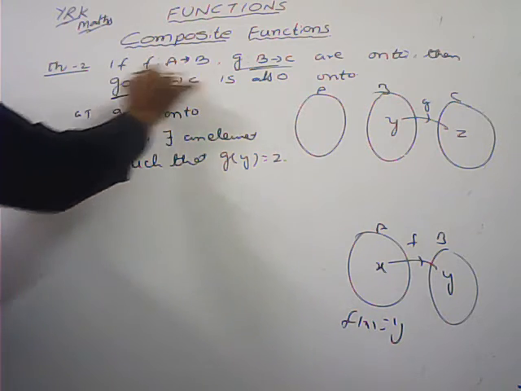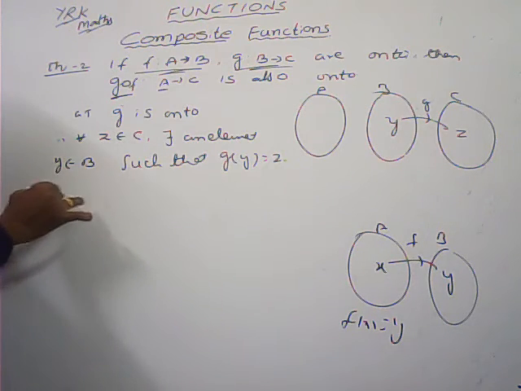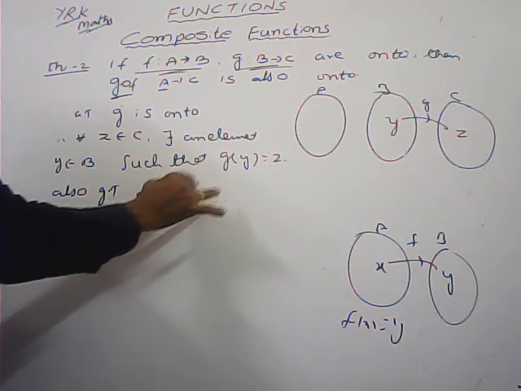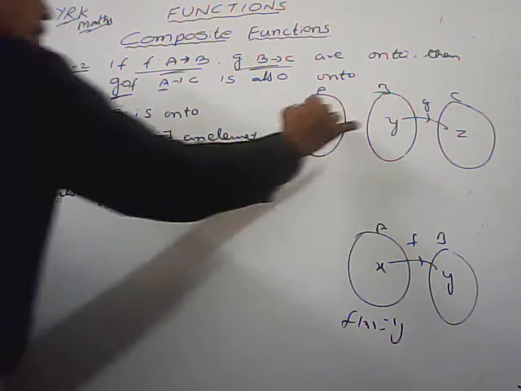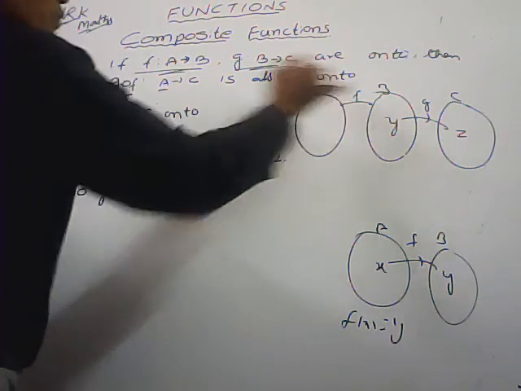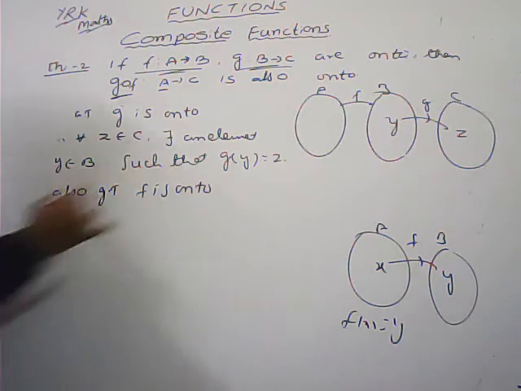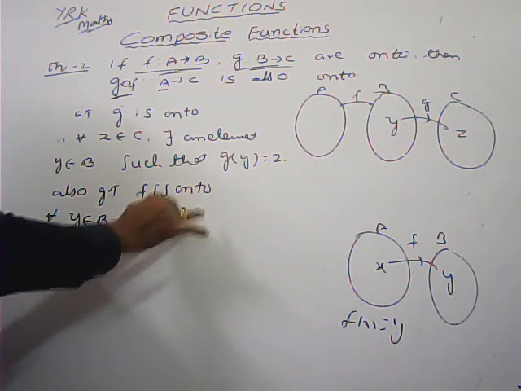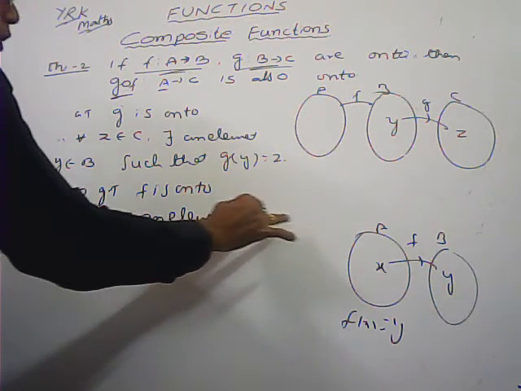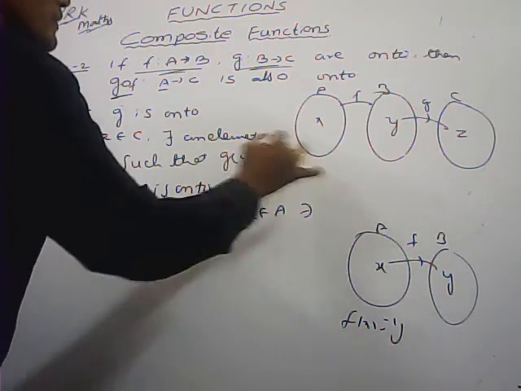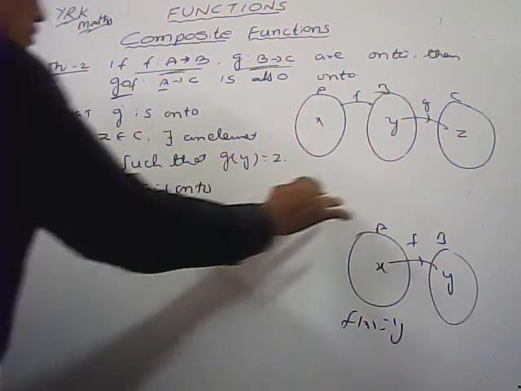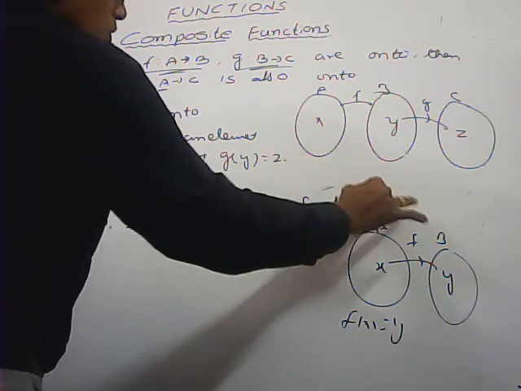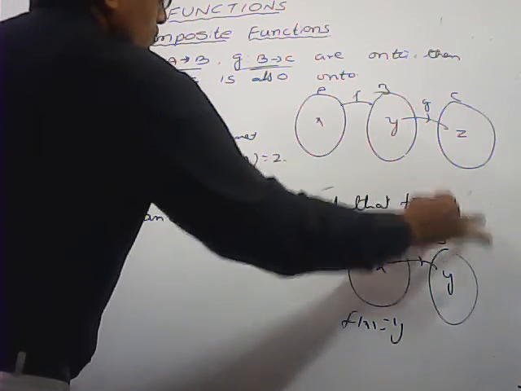And one more thing is also given, F is also onto. F is onto means, F is a mapping from A to B, for every y belongs to B, there exists an element x belongs to A such that F of x equals y. Keep aside these two.